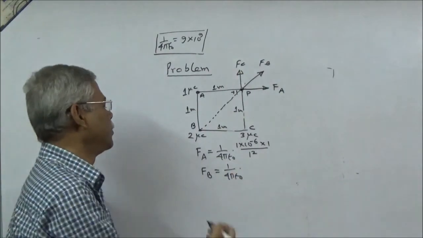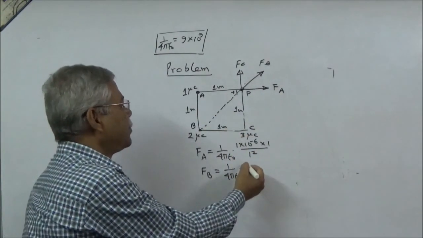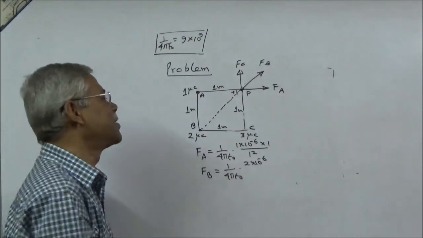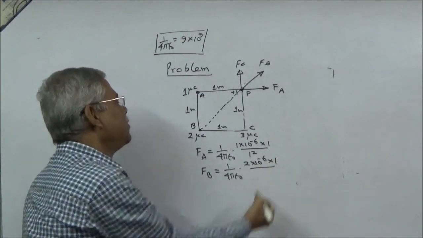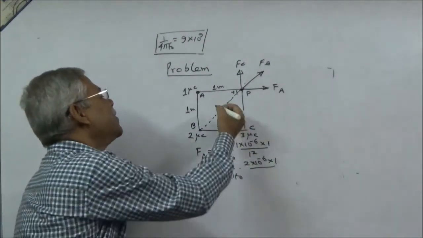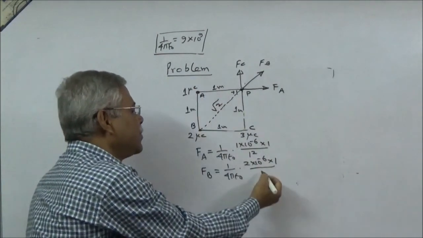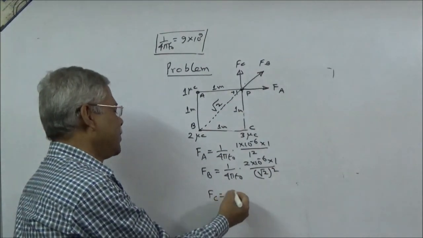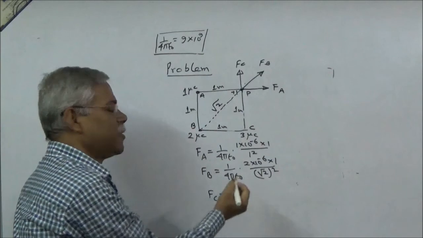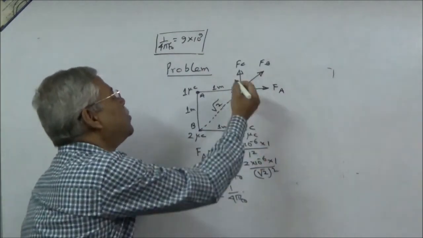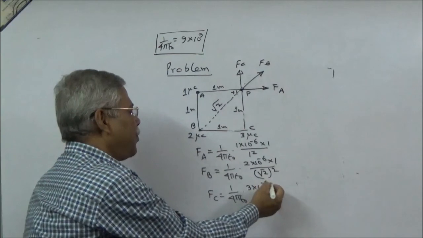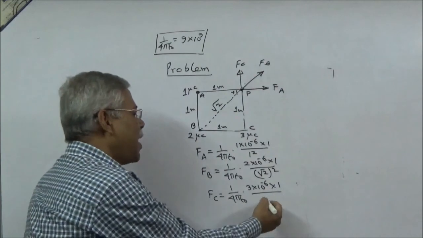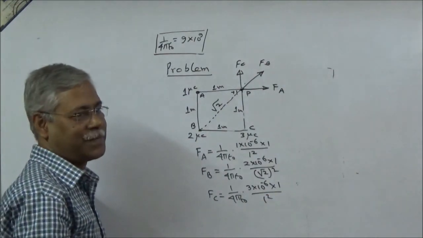FB equals 9 into 10 to the power 9 into 2 into 10 to the power minus 6 into 1. What is the distance? Root 2, so root 2 whole square. FC equals 1 by 4 pi epsilon naught into 3 into 10 to the power minus 6 into 1 divided by 1 square.